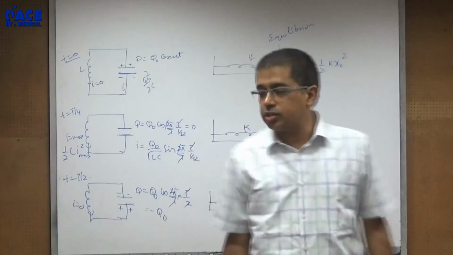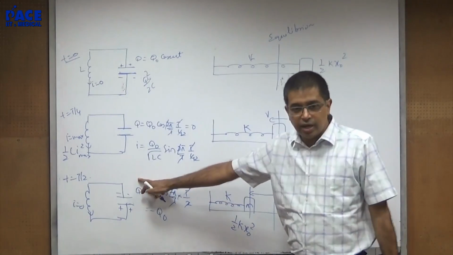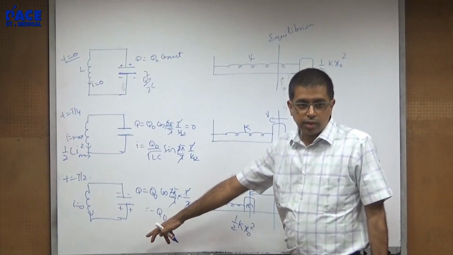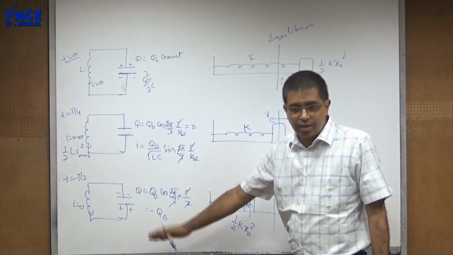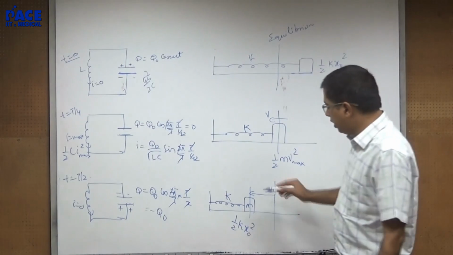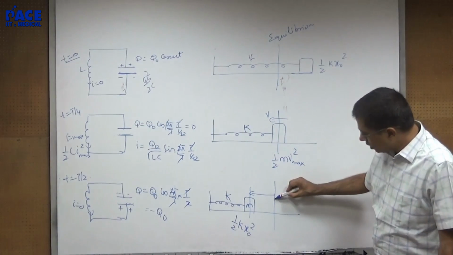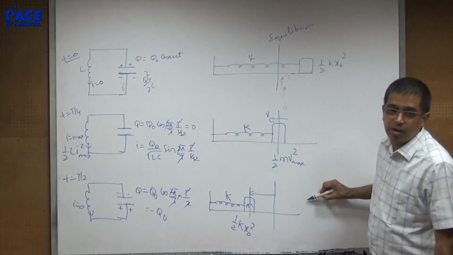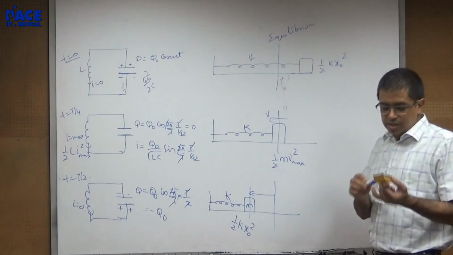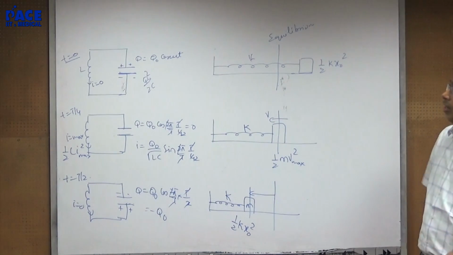You know how to draw the other two. This is for T by 2. Draw the next one and that next at time t equal to T. That next it will come back till here, and then at time T it will come back till here. This is what they say as comparing this with mechanical oscillation.